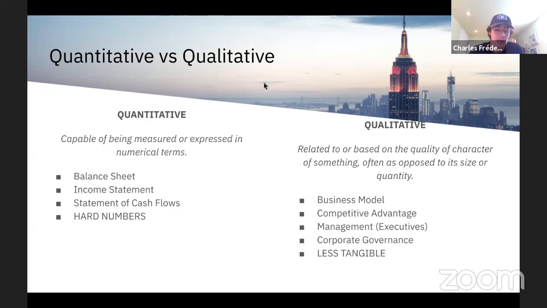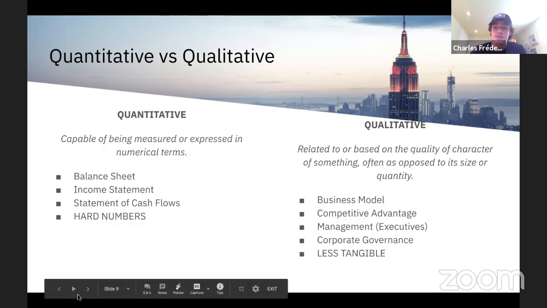Then you want to look at management and corporate governance. So the policies that they put in place, how they run the business, and also who runs the business. Jeff Bezos has been doing a really good job. Do you trust him to continue his good work? I think so.